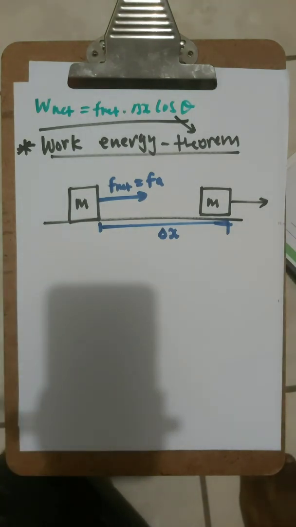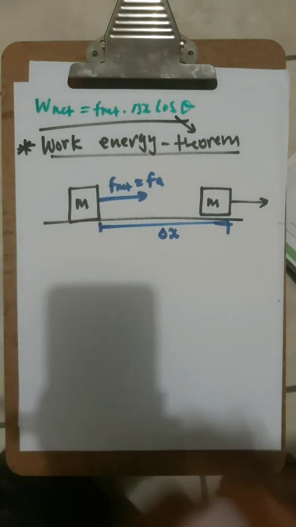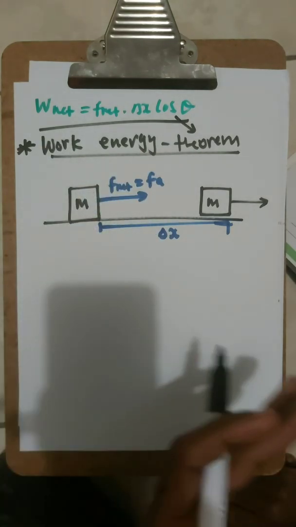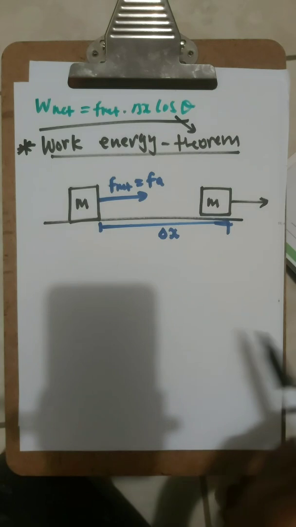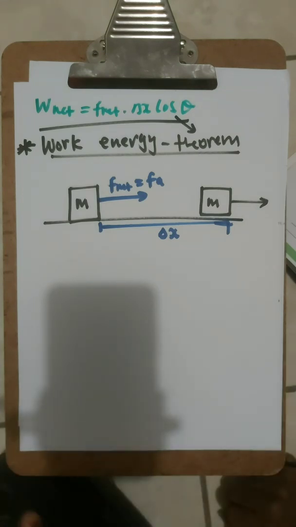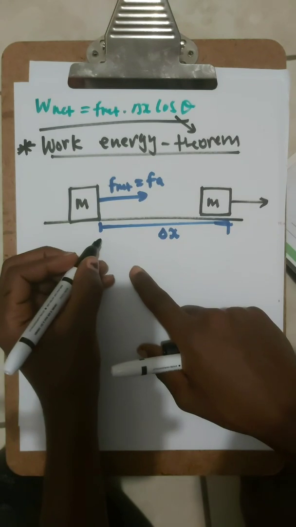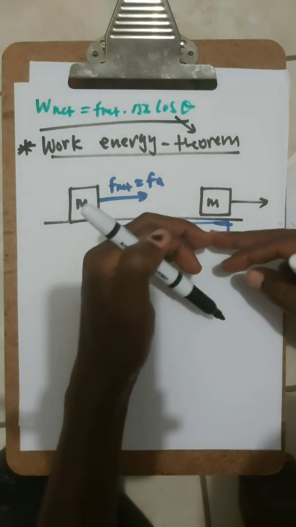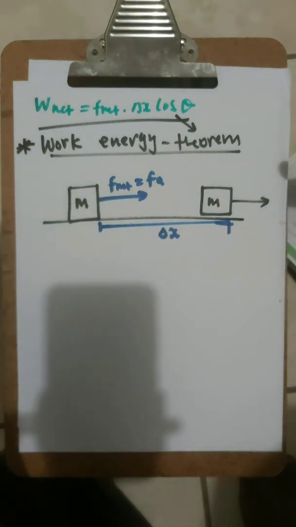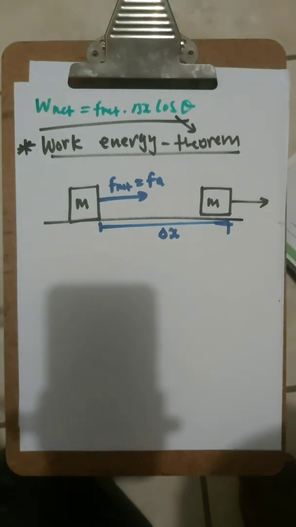When we talk about the work energy theorem, we are representing the work net in terms of the kinetic energy, because whenever we talk about energy, we must relate it with an energy that we have. We can relate it with either kinetic energy or potential energy. As this block is moving horizontally, the height is the same, so the potential energy is 0.